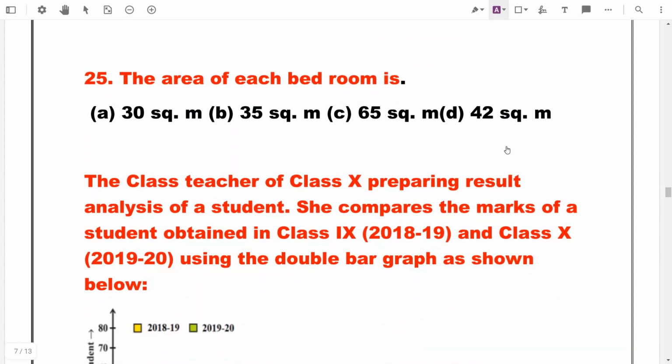25th question, the area of each bedroom is 30 square meter, 35 square meter, 65 square meter, 42 square meter. Answer A, 30 square meter.